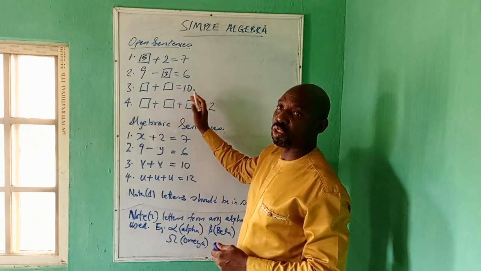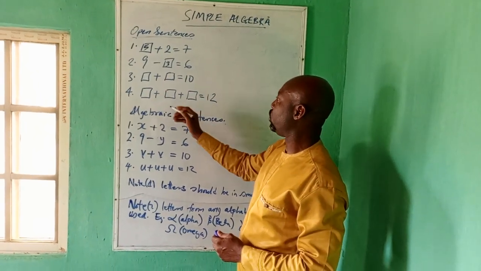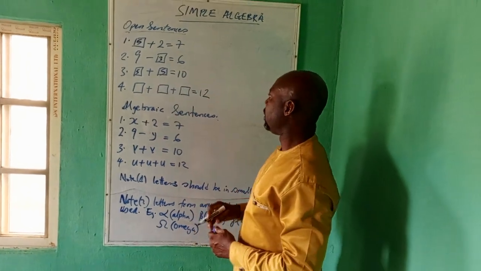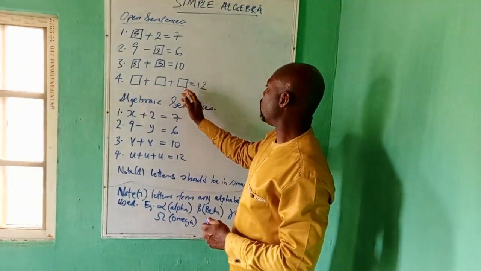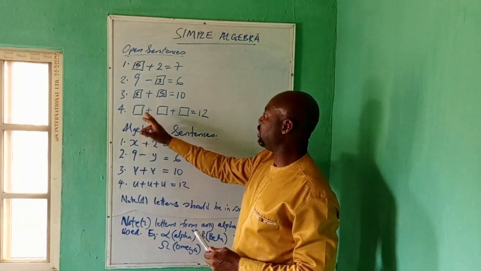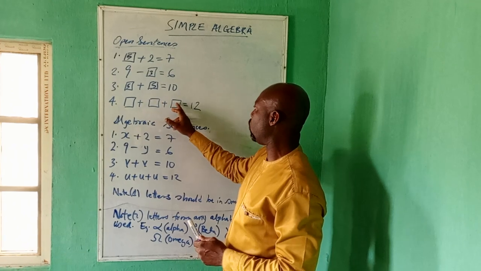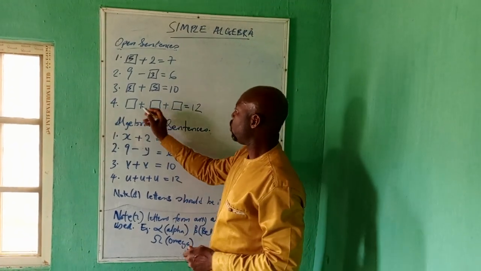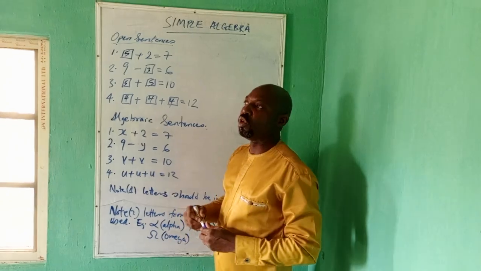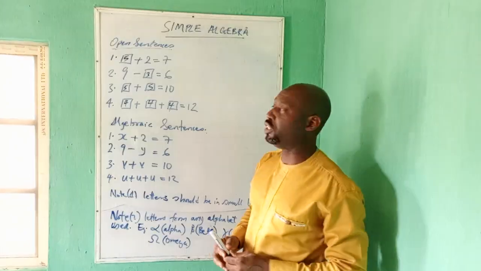Box plus box is equal to 10. With your number skills, you should know that this is 5 plus 5 is equal to 10. Then box plus box plus box is equal to 12. With your number skill, you should know that this is 4 plus 4, 8 plus 4, 12. So the box will be filled in with 4. This is what you do in your basic school.